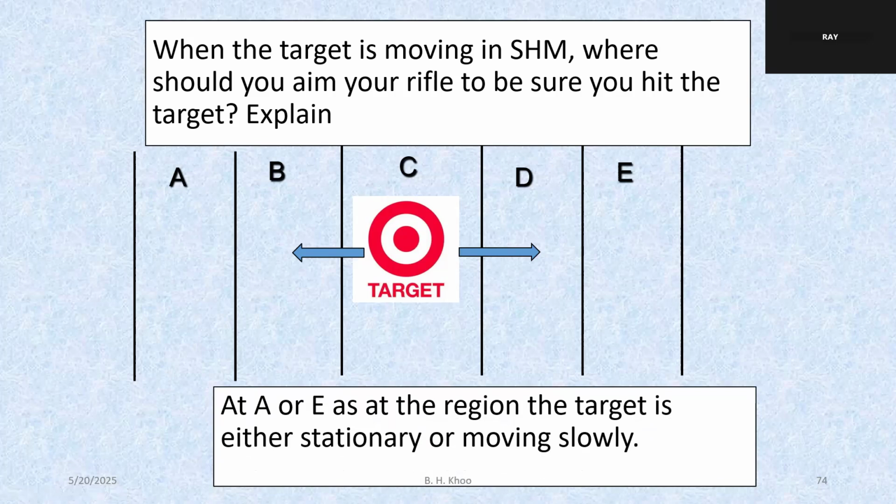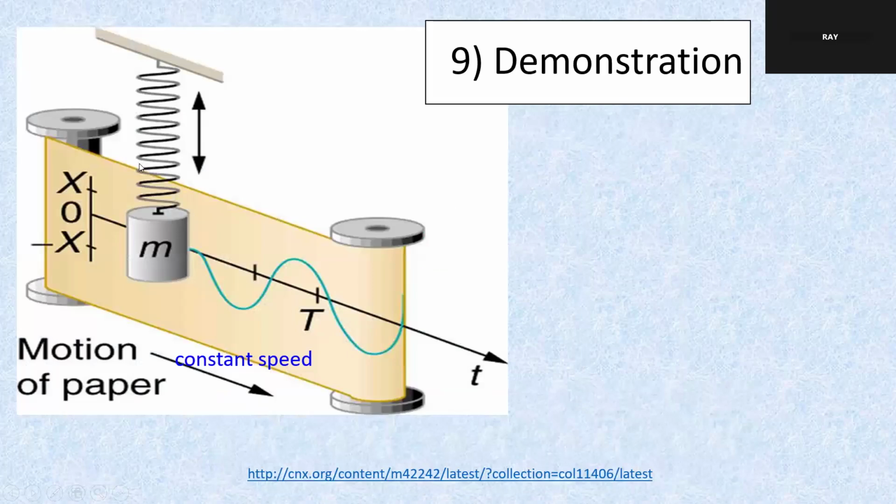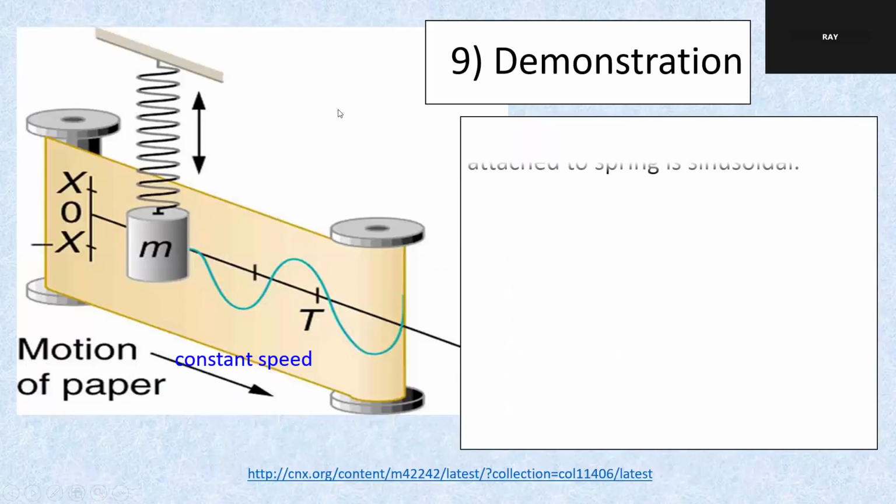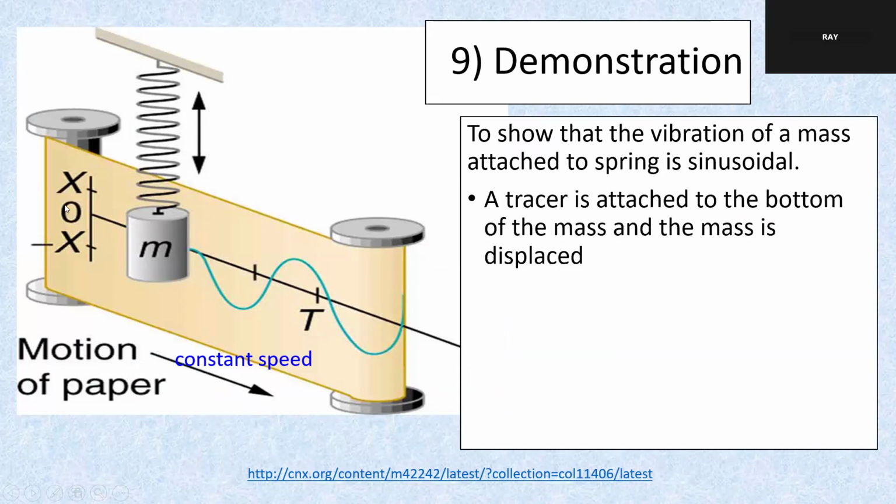We can show this, for your info. This tape is moving to the right at constant speed, and it represents time. And at the bottom we can put a pen or marker, so it oscillates up and down. We can show that the oscillation traces a sinusoidal curve.